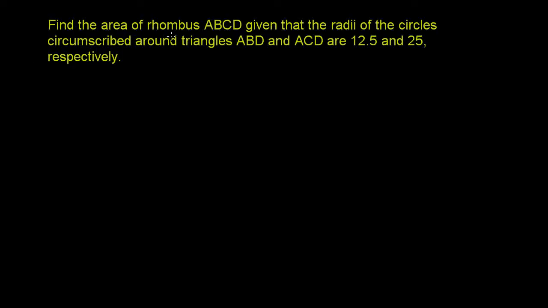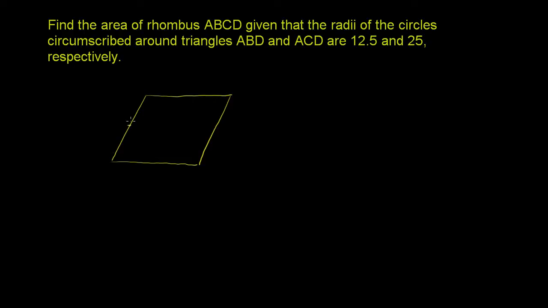Find the area of rhombus ABCD given that the radii of the circles circumscribed about triangles ABD and ACD are 12.5 and 25 respectively. So let's draw ourselves rhombus ABCD. Let me draw it. Here we go. That's a decent rhombus right over there.